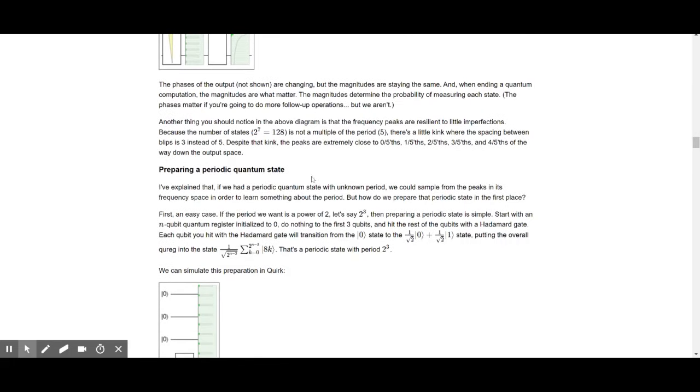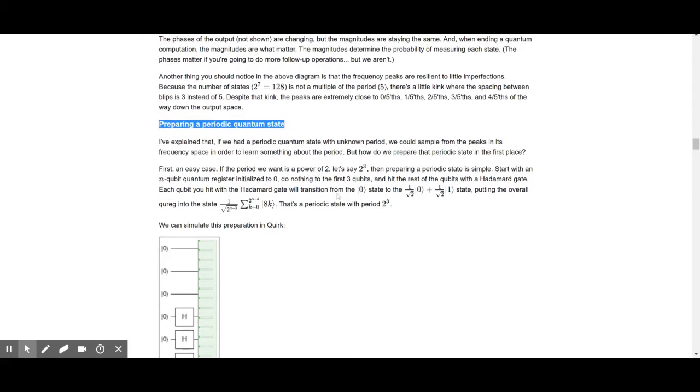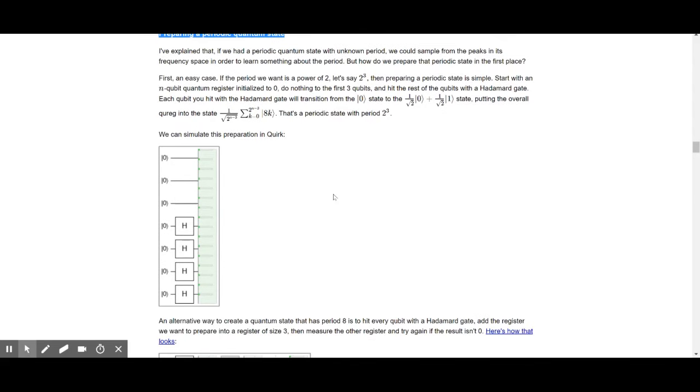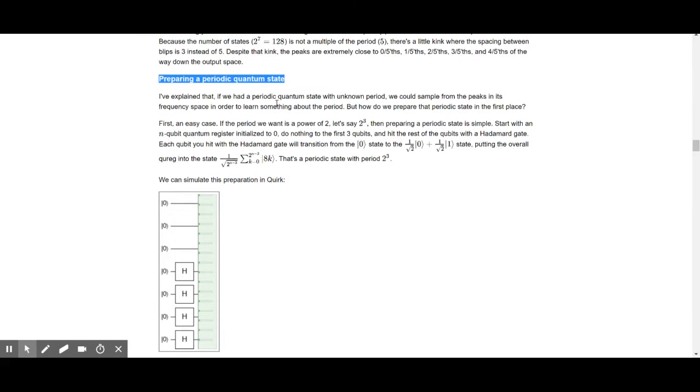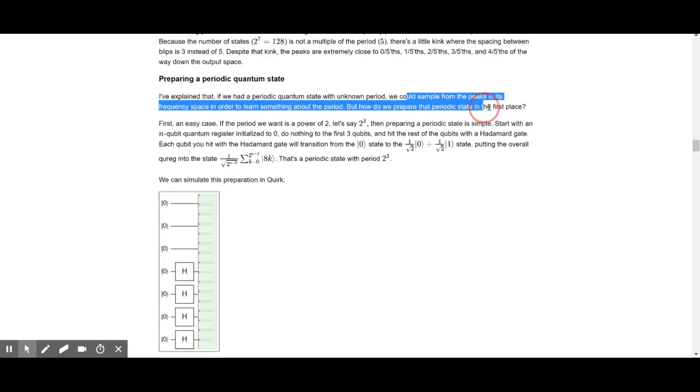Another thing you should notice in the diagram is that the frequency peaks are resilient to little imperfections. I've explained that if we had a periodic quantum state with unknown period, we could sample from the peaks in frequency space in order to learn something about the period. But how do we prepare that periodic state in the first place?